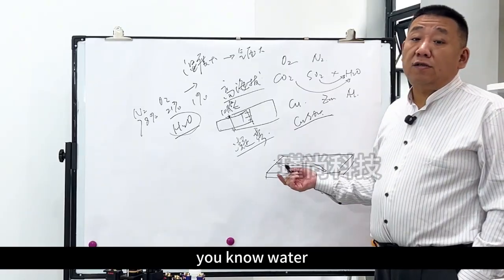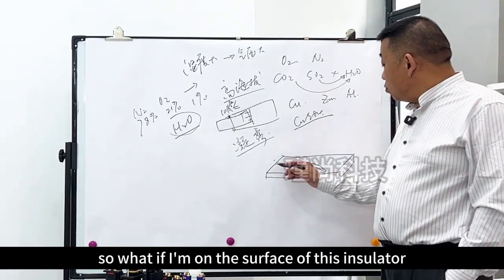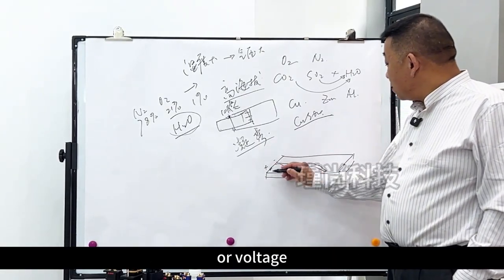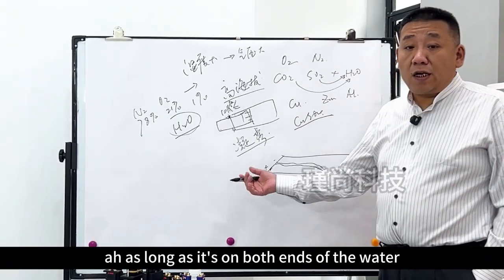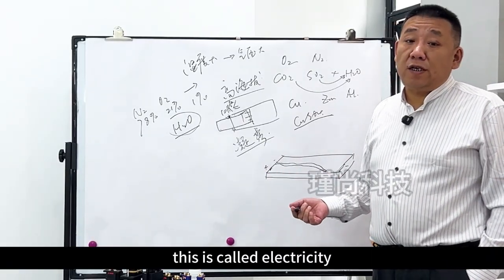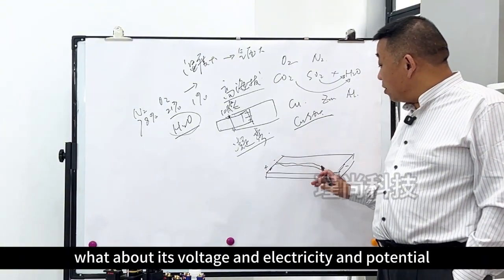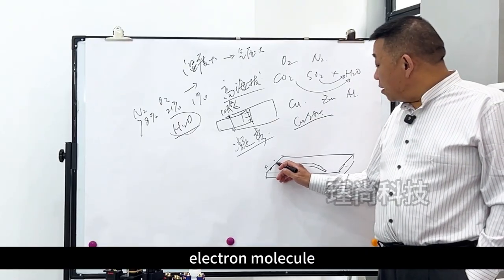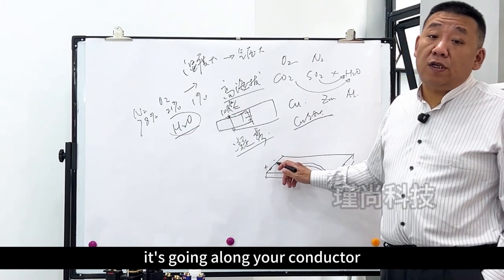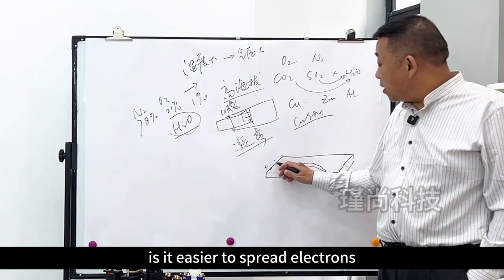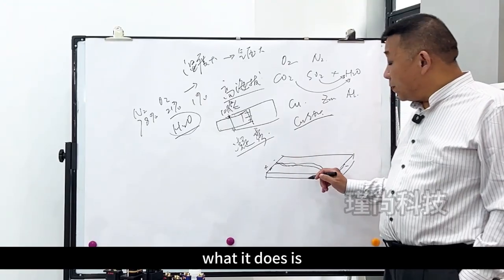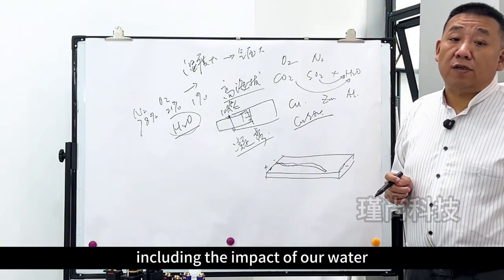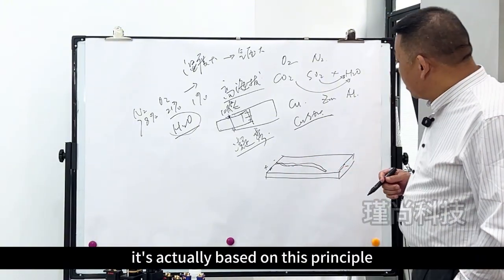Everyone knows water is almost a conductor of electricity. So what if, on the surface of this insulator, I apply a voltage across either end of it? As long as it's on both ends of the water, this is called a voltage potential. This voltage potential will make some of the electrons move along the conductor. Is it easier for electrons to spread in some directions? What it does is create a massive electrical movement. This so-called leakage tracking index, including the impact of water, is actually based on this principle.